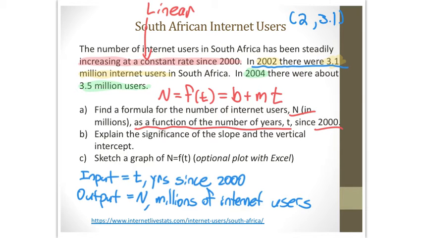And then we have a second point in 2004. That would correspond to a t value that is 4, and we know that the corresponding output number of internet users was 3.5. So now this becomes a problem similar to the Canada example where given 2 points, let's find a linear model that would pass through those 2 points. So here we're going to work on question A, but I'm going to head over to the next slide in order to do that.